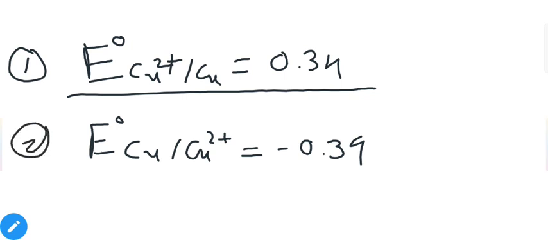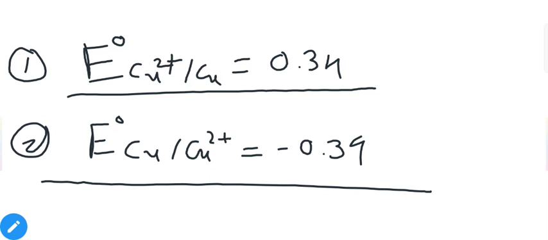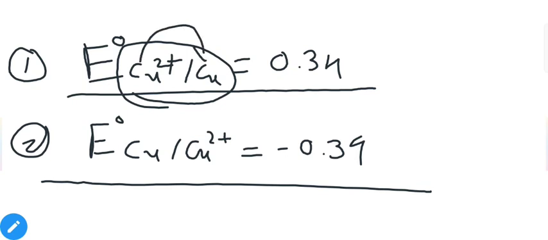Then what is the second, and what is the difference between these two? The second one is the standard oxidation potential. If reduction potential is plus 0.34, then the oxidation potential of the same species will be minus 0.34. And how can you identify which is oxidation potential and which is reduction potential? From this symbol, as you can see, we are converting Cu2 plus into Cu. That means we are decreasing the oxidation state.